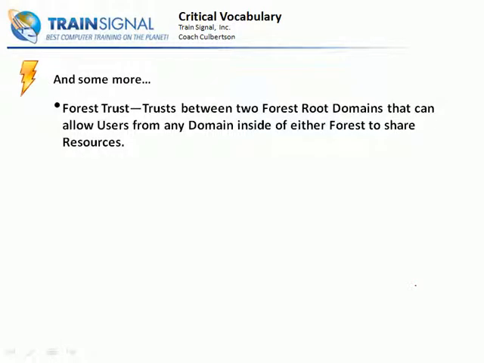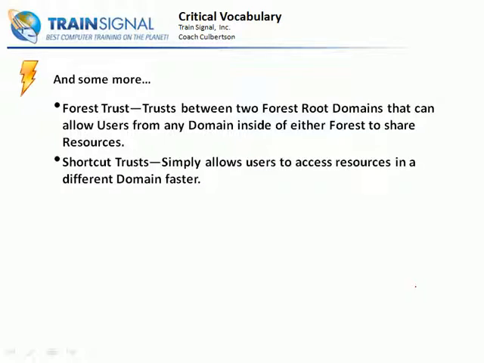All right, let's talk about a forest trust real quick. A forest trust is a trust between two forest root domains, and it can allow users from any domain inside of either forest to share resources. A shortcut trust simply allows users to access resources in a different domain faster.